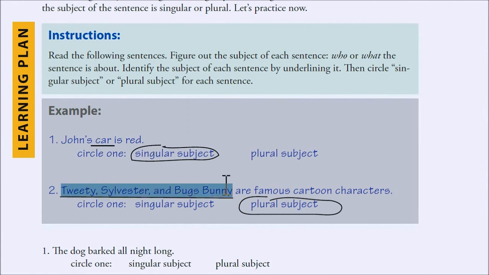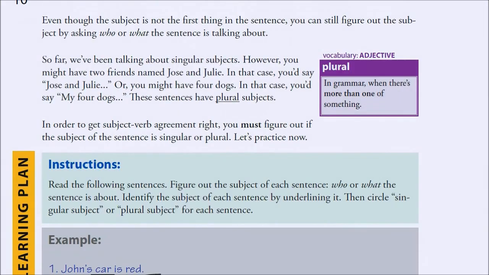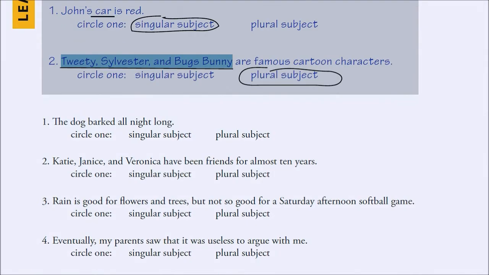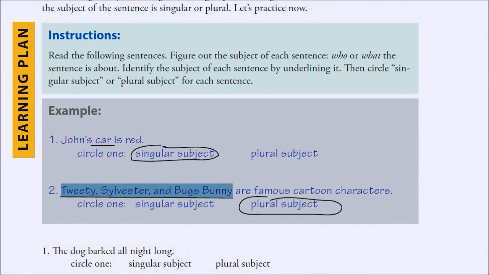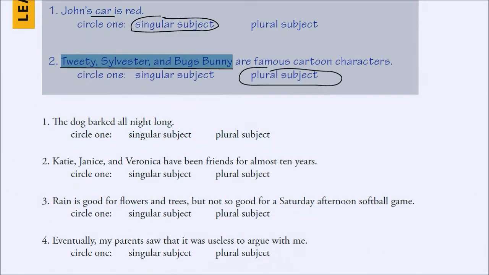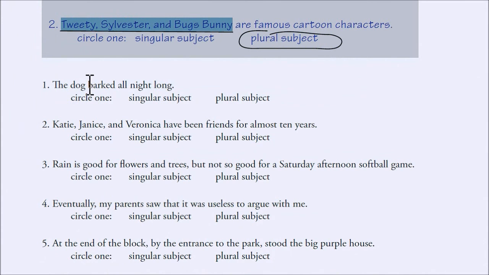"Tweety, Sylvester, and Bugs Bunny are famous cartoon characters." Who is the subject about? It's about three different cartoon characters: Tweety, Sylvester, and Bugs Bunny. So it's a plural subject because plural means more than one of something. And you're going to do that same thing. You're going to underline the subject of each one of these sentences, and then you're going to circle whether it's a singular or plural subject.